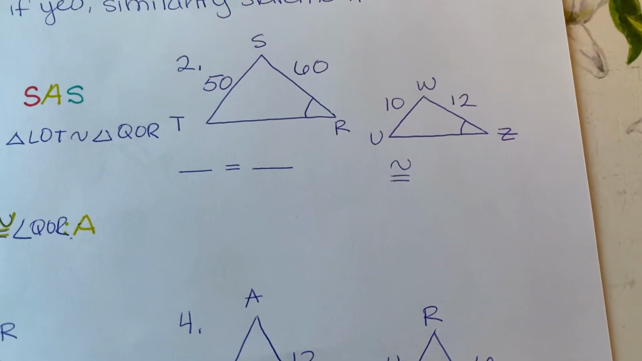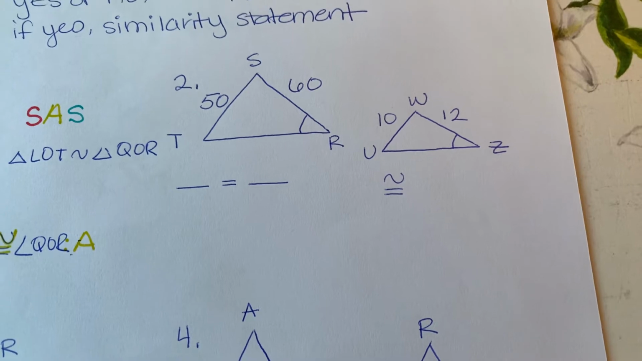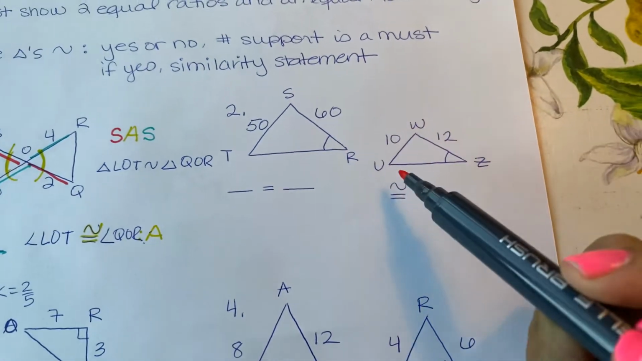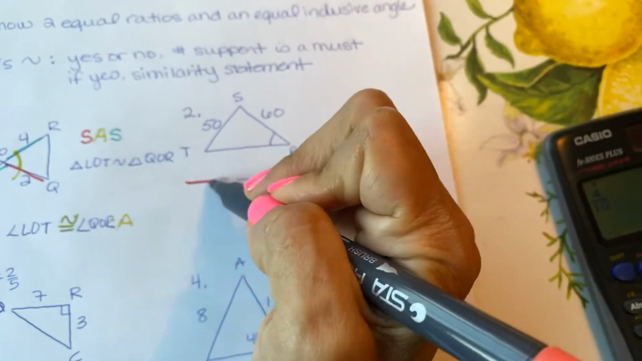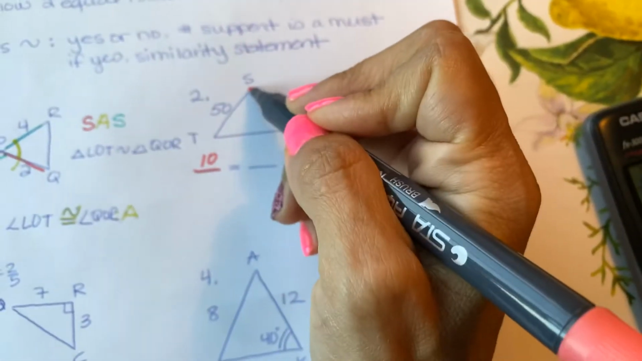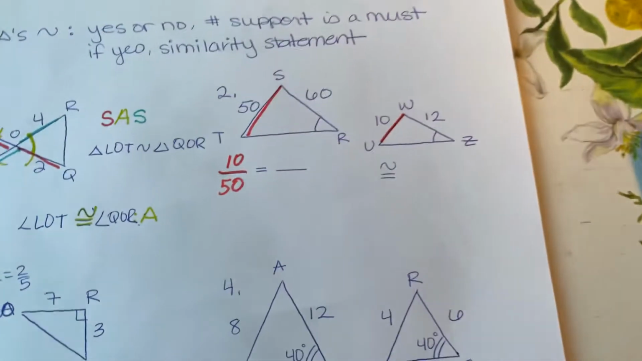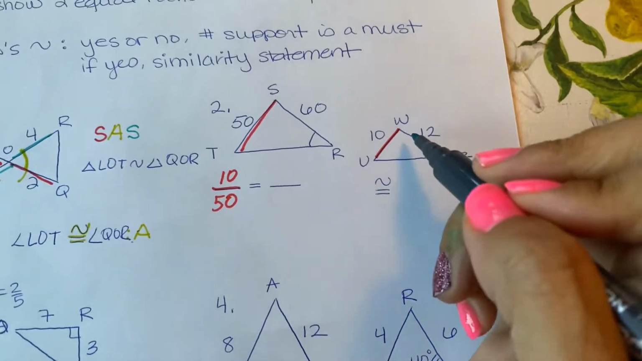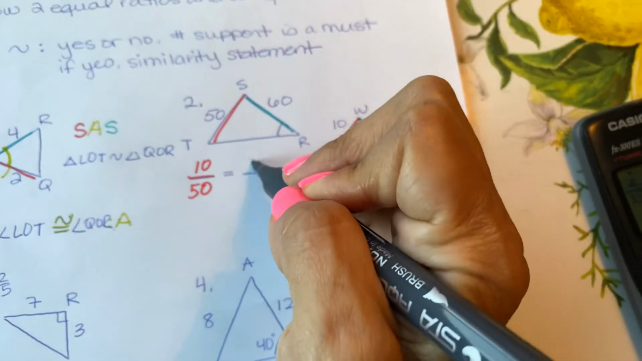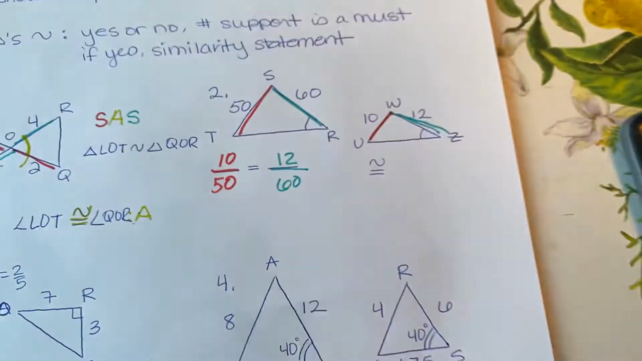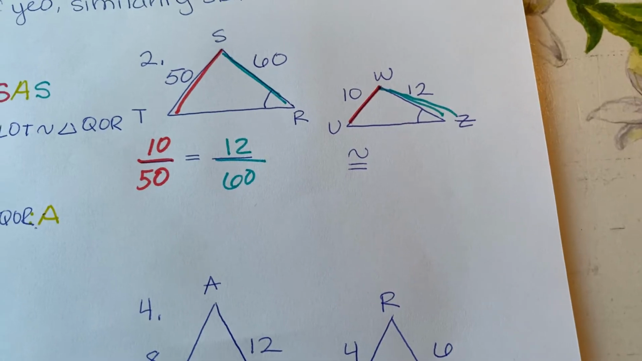Okay, second one. All right, so here we go. Make your ratios. 10 is less than 12, so I'll put 10. 50 is less than 60, so I'll put 50. Okay, so next longest length is 12 and 60. 12 and 60, right? Okay, now let's look at my angles.